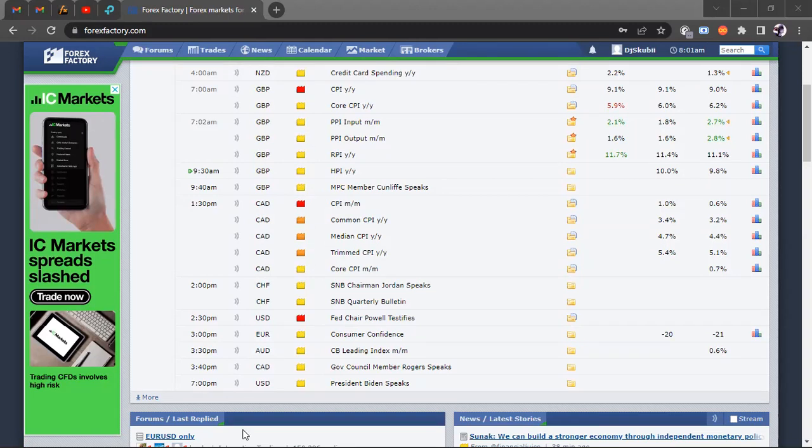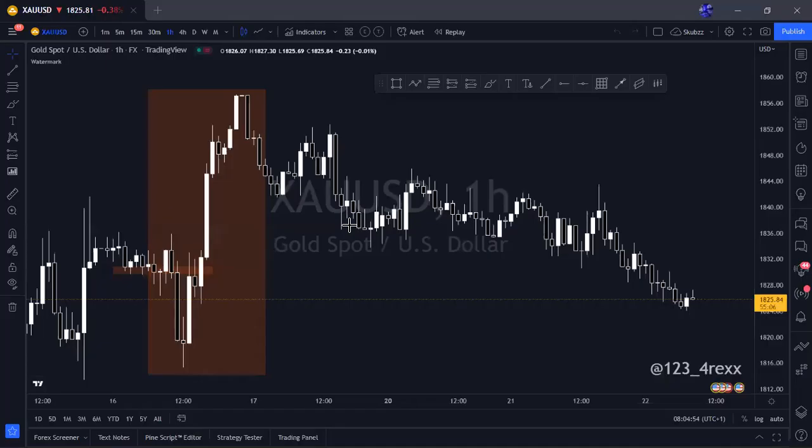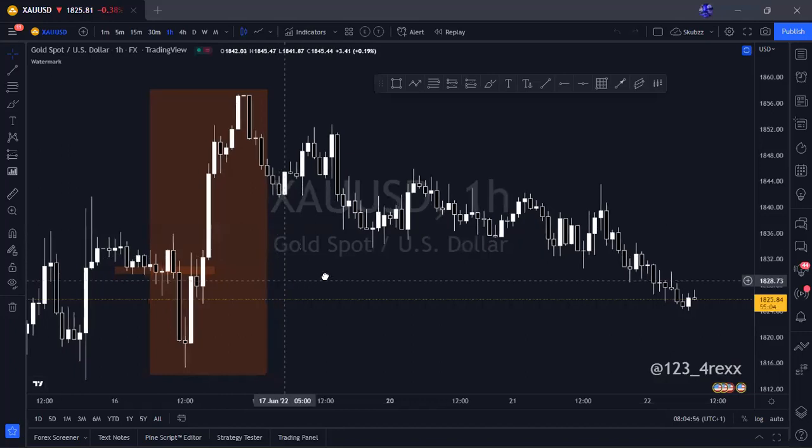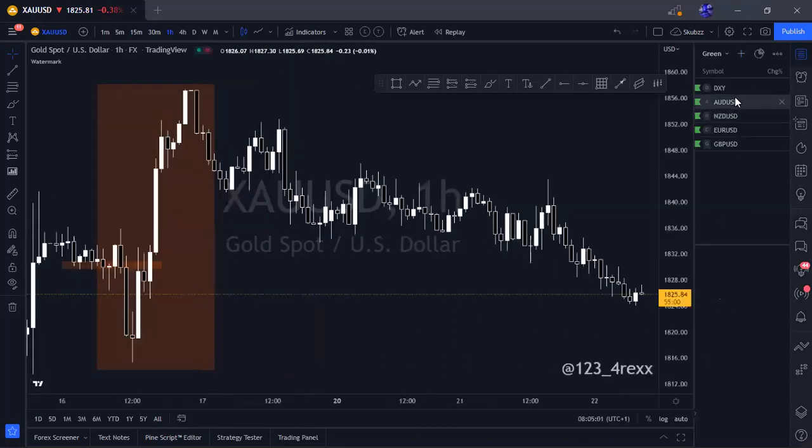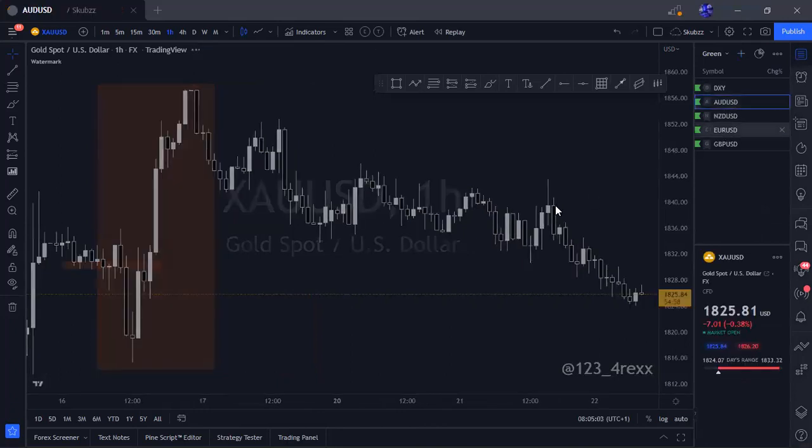That being said, let's go to TradingView and see what we can get. So this was good yesterday. Let's start with AUD/USD.